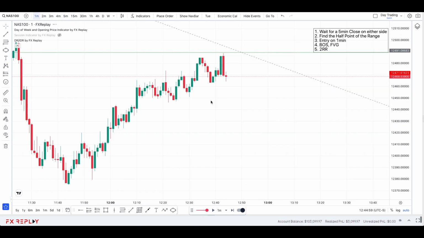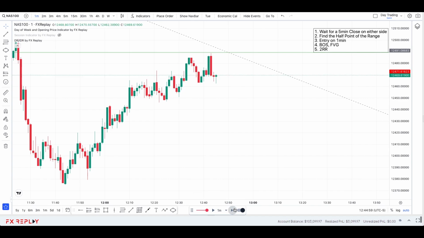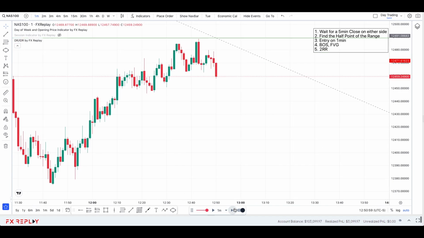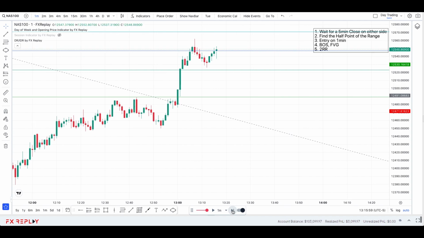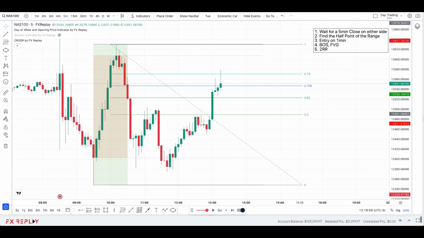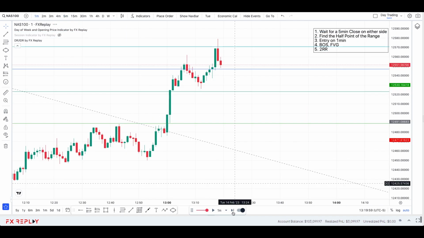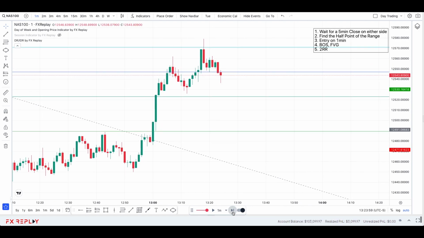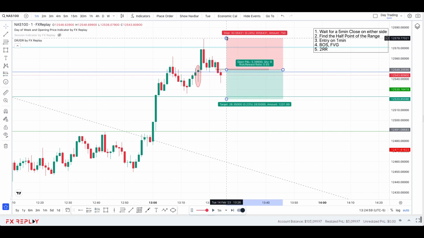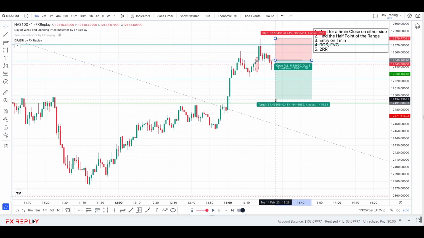Let's jump on the 1 minute now. But we didn't really reach the level yet, so I'm not sure I should take this one. There you go. So we finally went to the 79. Let's see if we can get a break of structure somewhere. Okay, well, we have this small low and I'm seeing here this fair value gap. So we can just put the order, stop loss above, and go for a 1 to 2.